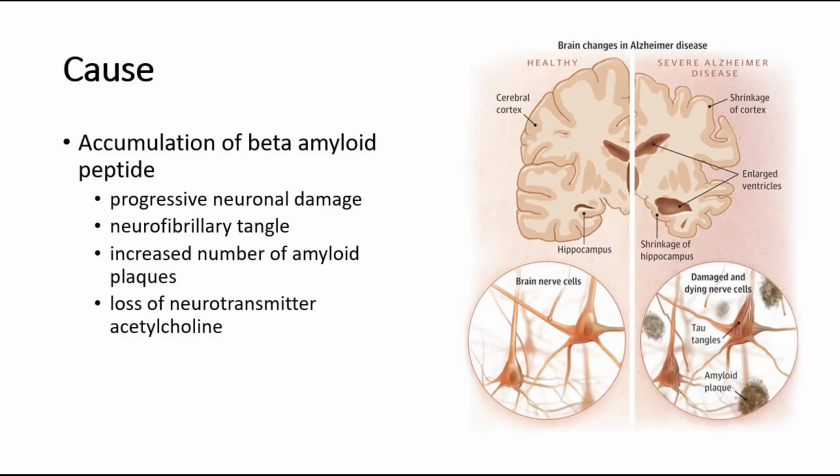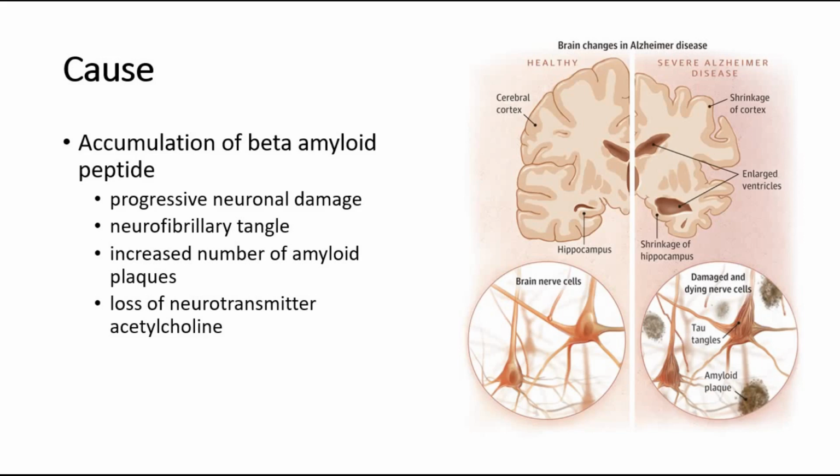The cause of Alzheimer's disease can be due to environmental or genetic factors, and the cause is usually where there is accumulation of the beta amyloid peptide, which is a degradation product of amyloid precursor protein, resulting in progressive neuronal damage, neurofibrillary tangles, increased numbers of amyloid plaques, and loss of the neurotransmitter acetylcholine.